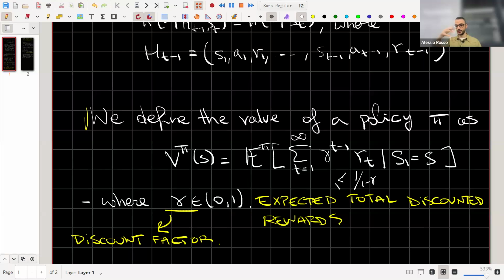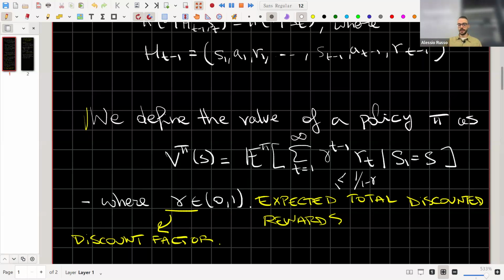So the boundedness is required to ensure that the value is well defined, even though we can admit unbounded rewards, but then we need some condition on the moments of the reward. And this applies only for stochastic rewards. But here we're only focusing on deterministic rewards. And for deterministic rewards, we make the assumption of boundedness.